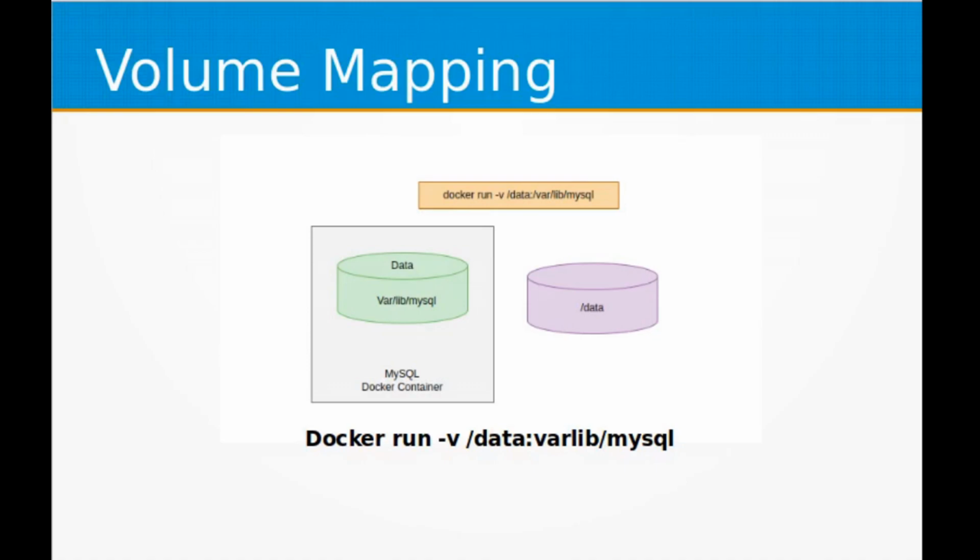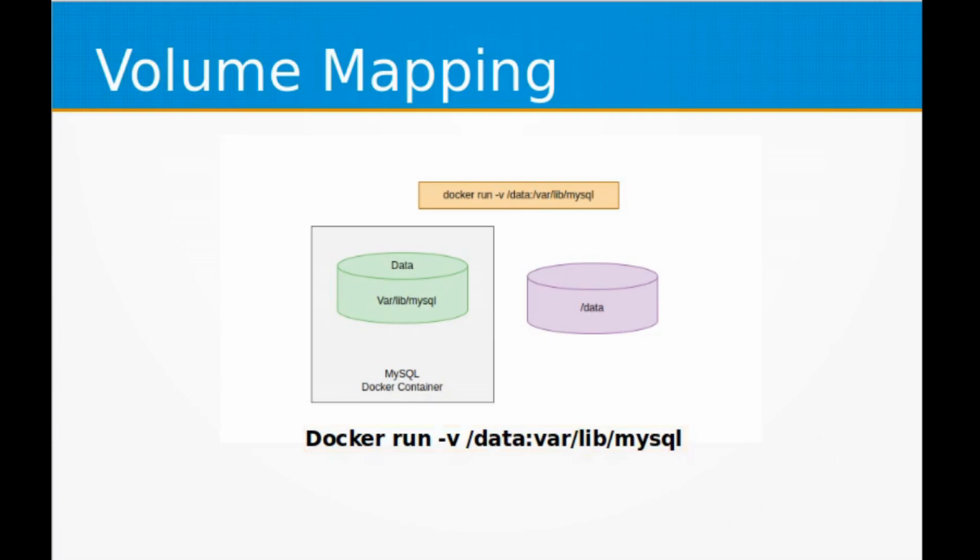The command used to do so is docker run -v /data, which is the path of the external directory, mapped through a colon to /var/lib/mysql. So that is what volume mapping is all about.